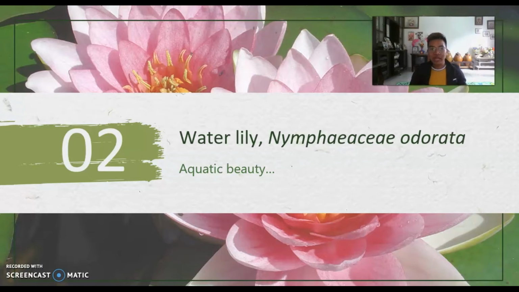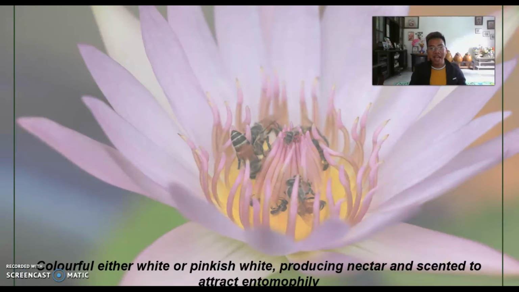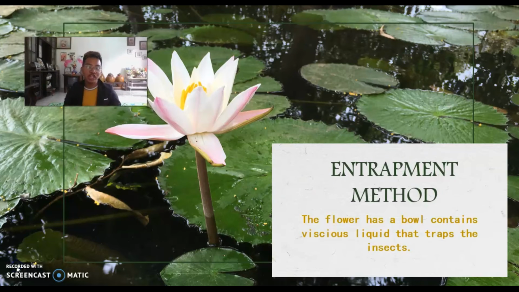Okay, the second flower that I'm going to talk about today is water lily, or Nymphaeaceae odorata. Nymphaeaceae odorata is an aquatic beauty that always represents purity, fertility, and peace. Water lily always comes in various colors, basically white, pinkish white, or sometimes even purple. This flower is also very scented and fragrant, and it also produces nectar that always attracts entomophilies. The pollination in water lily is actually aided by insect pollinators, or entomophilies.